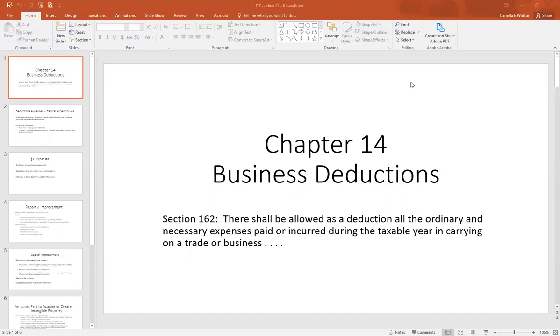Section 162 provides there shall be allowed as a deduction all the ordinary and necessary expenses paid or incurred during the taxable year in carrying on a trade or business. Now, as you will see, there are a lot of gray areas in Section 162. Let's take a look at the seminal case of Welch versus Helvering on page 311.